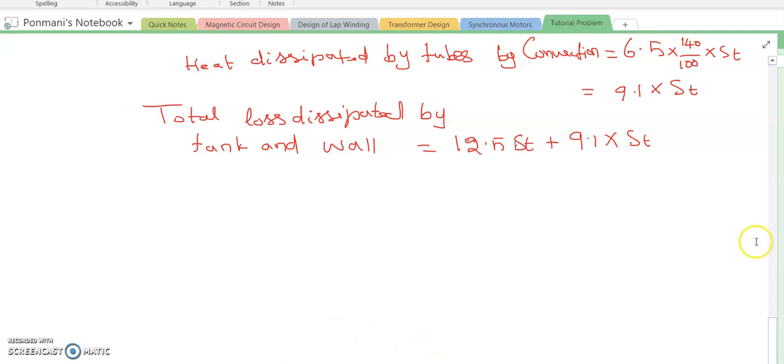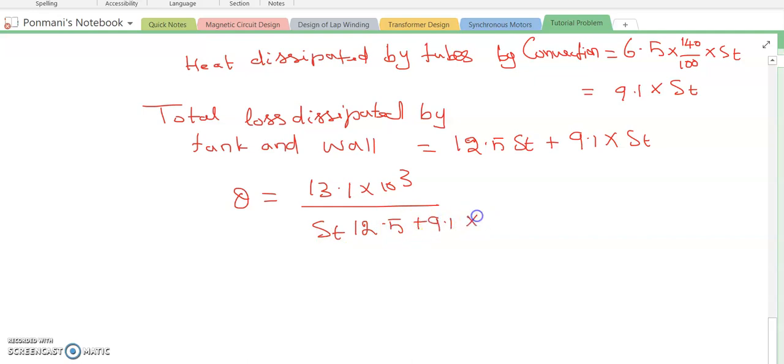And then temperature rise theta, the problem is total loss by heat dissipation. So the total loss is given as 13.1 kilowatt, so it is 13.1 into 10 to the power 3. So I am converting into watts, divided by total heat dissipation, which, if you take St outside, is 12.5 plus 9.1 times x.